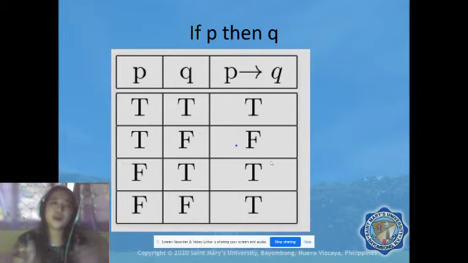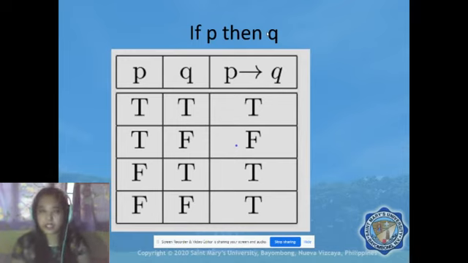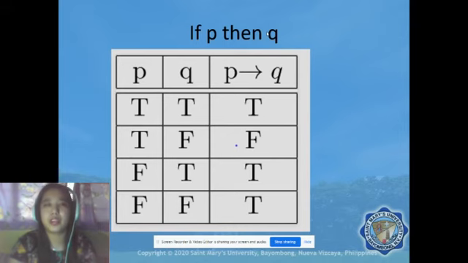Okay, so let's go back. For exclusive or, what we need to remember is that if both are true or both are false, the answer is false. Now, for if P then Q, the arrow implication sign, it is only false if it is TF. TF is false. So that's what we need to remember here.